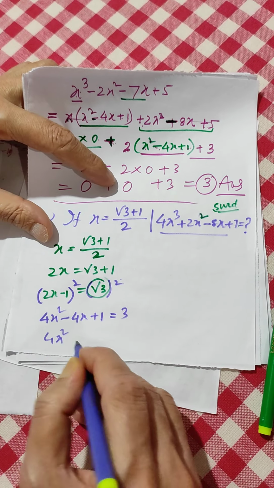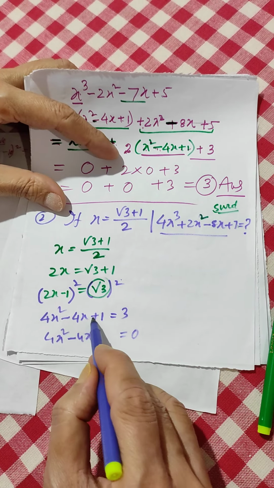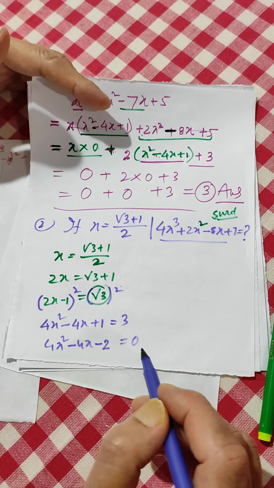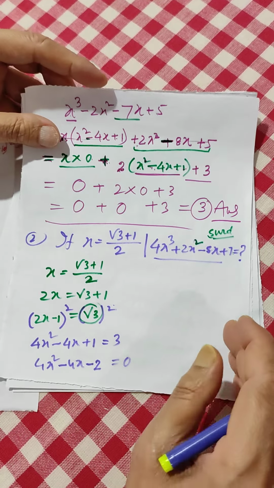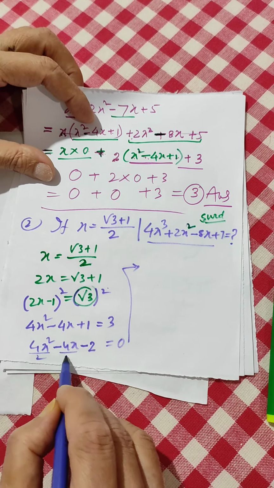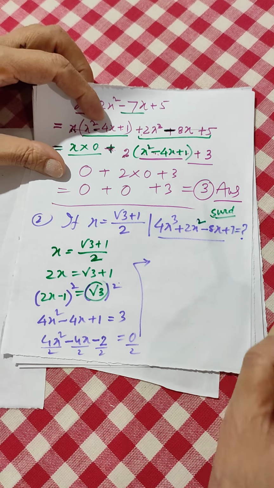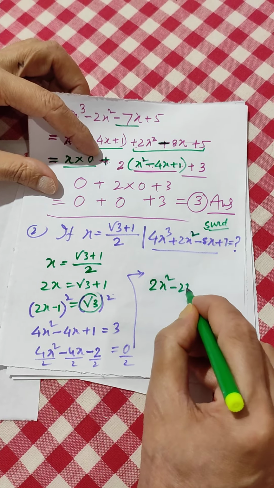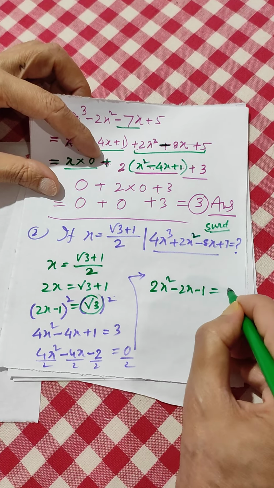Then 4x square minus 4x, now make the right side 0 like before. So 1 minus 3 will be minus 2. Now if we divide by 2, the numbers will be simplified. Why do we divide by 2? Because 2 is a common factor. Dividing the whole equation by 2, what do we get? 4x square by 2 means 2x square, then minus 2x minus 1. 2x square minus 2x minus 1 equal to 0.